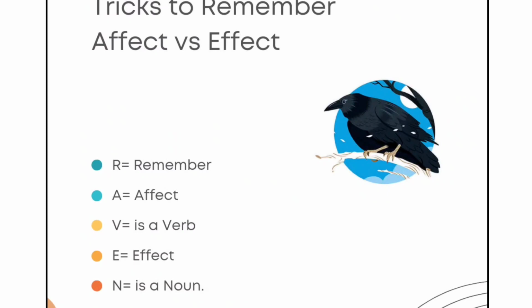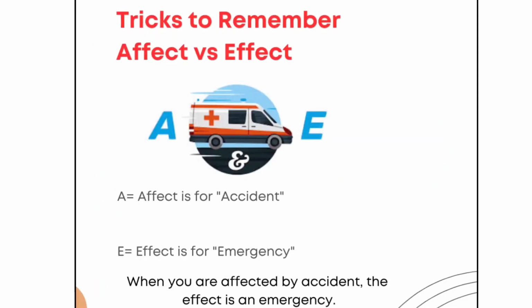Another trick to remember affect versus effect, tricks and tips, whatever you want to say. RAVEN: remember, R, A, V, E, N. A is for affect, V is a verb, E is effect, and N is a noun. Here you can see that affect is firstly a verb and effect is a noun.